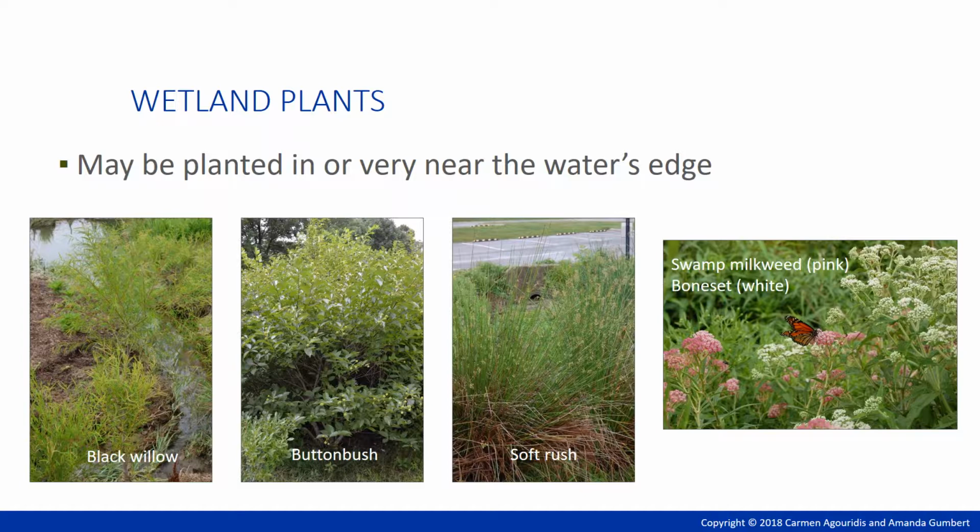Shrubs in this category include buttonbush, elderberry, and swamp rose. Herbaceous wetland plants that are recommended for stream buffers include soft rush, fox sedge, rose mallow or swamp rose mallow, southern blue flag, swamp milkweed, and boneset.